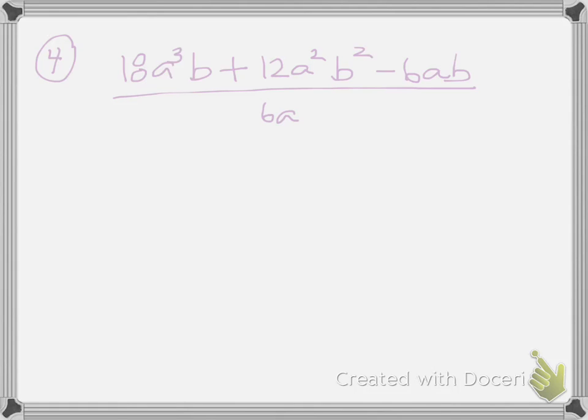Okay, when you want to divide polynomials by a binomial, okay, so if we wanted to divide a polynomial by a binomial, we're going to separate. Each one is going to be put over that binomial.